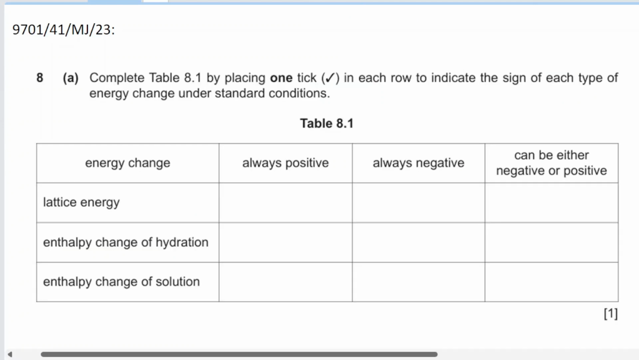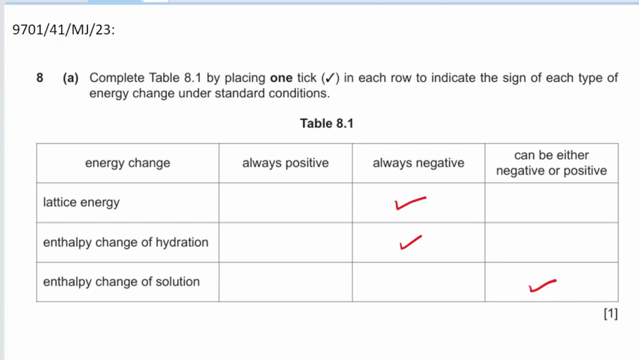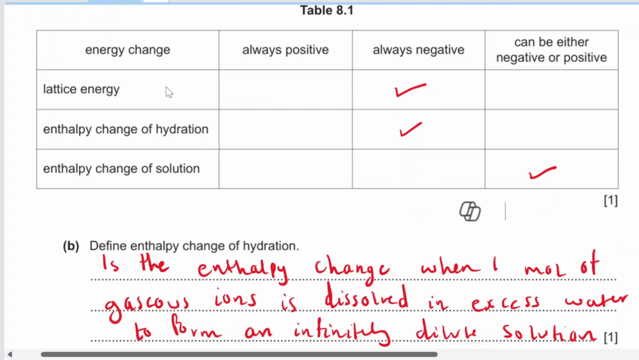Right, let's go to the next question. Now, this one says complete table 8.1 by placing one tick in each row to indicate the sign of each type of energy change under standard conditions. Right, let's start. Lattice energy, we just did this, right? It is always negative. Enthalpy change of hydration, we just did it above, it's always negative. And we also say that solution can either be positive or negative, right? So yeah, I hope this is clear and I'm doing it fast.